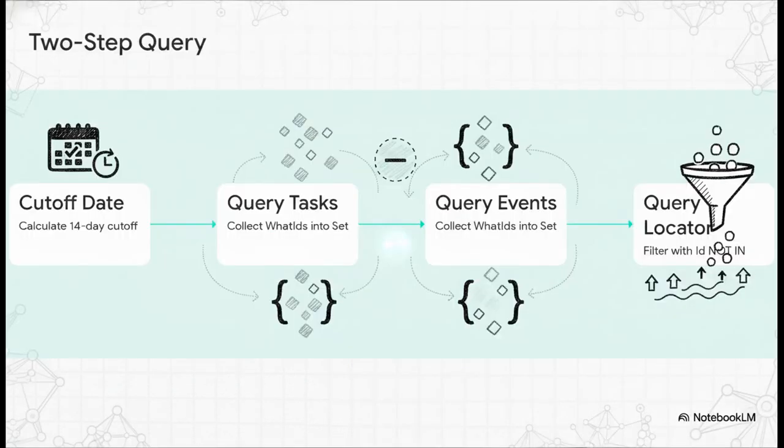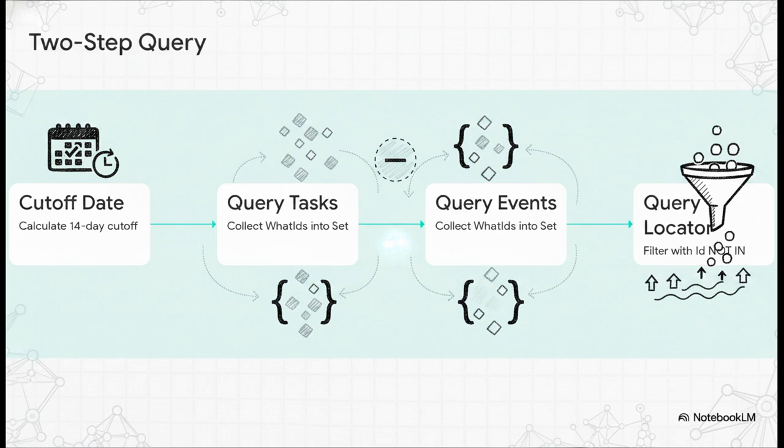Flows just cannot efficiently handle a set-based exclusion across two different activity objects without looping, which absolutely destroys your governor limits. Because SOQL doesn't support semi-joins on activity objects, you can't just query ID not in select what ID from task. We use this powerful two-step query pattern in the batch start method. We calculate the 14-day cutoff, query tasks and events to collect those what IDs into a set in memory, and then use Database.getQueryLocator to filter our opportunities.